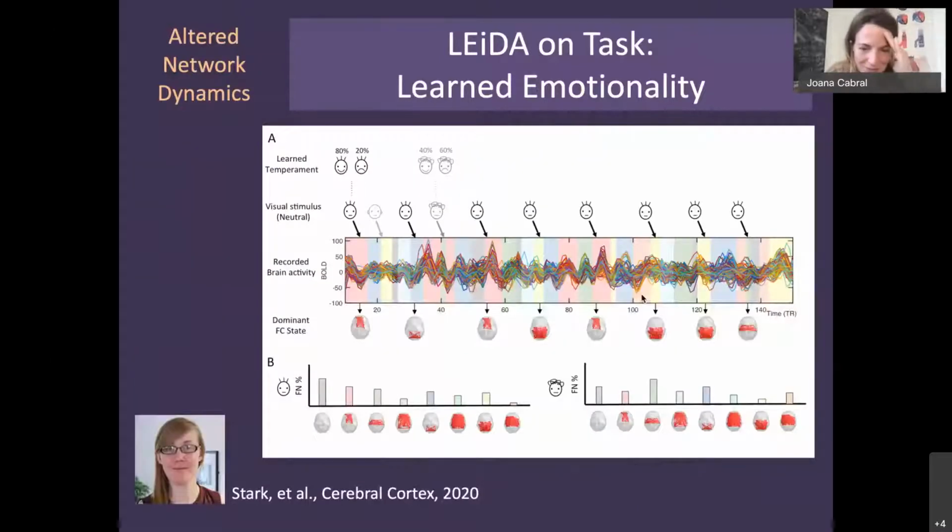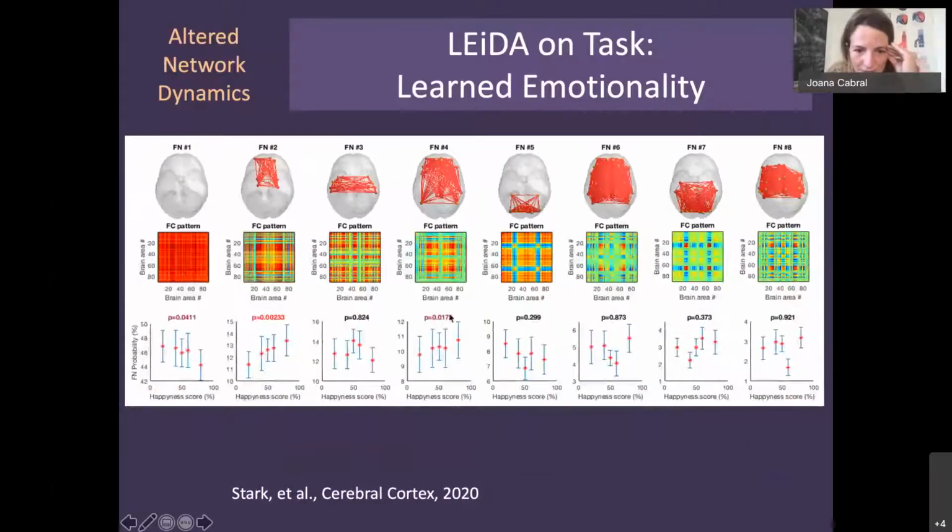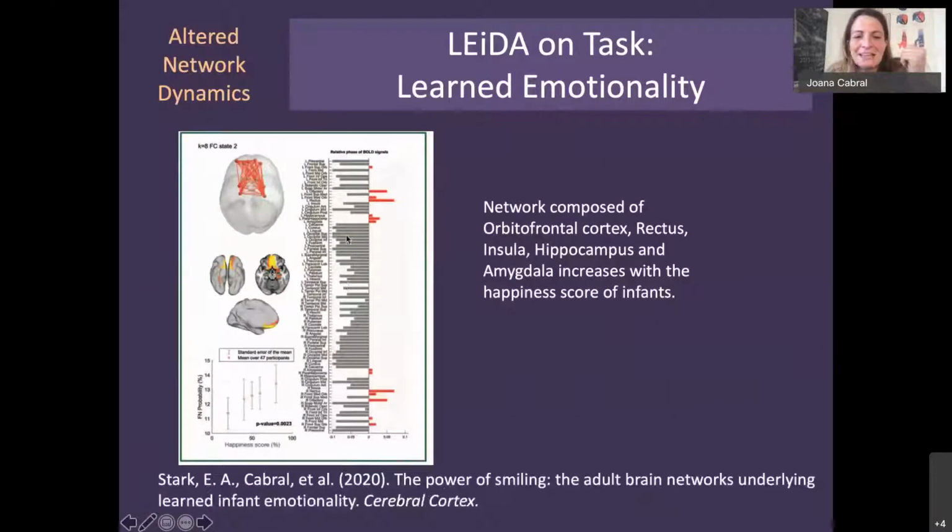Well, this is the paradigm, but what I want here to show is that there is a pattern. So we identified this pattern that relates to the happiness score of the babies that were presented. And this was published in Cerebral Cortex because the network that was detected is highly meaningful. So it really relates the orbitofrontal cortex with the insula, the hippocampus, and the amygdala that are known or have been hypothesized to regulate this learned infant emotionality, let's say.